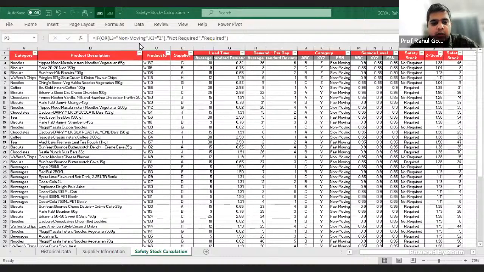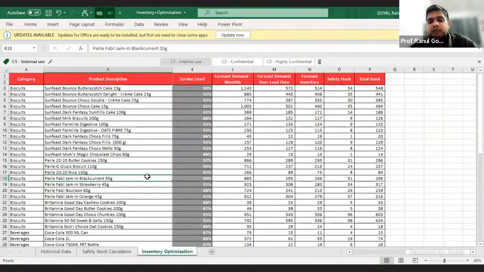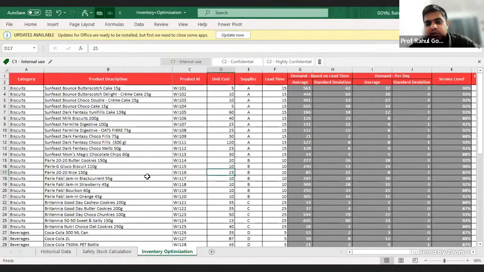Okay. So now let's look at another example of inventory optimization. What we had seen earlier was the safety stock calculation, right? If you remember that chart, safety stock was a layer at the bottom, right? But here we want to understand how much inventory we want to keep.